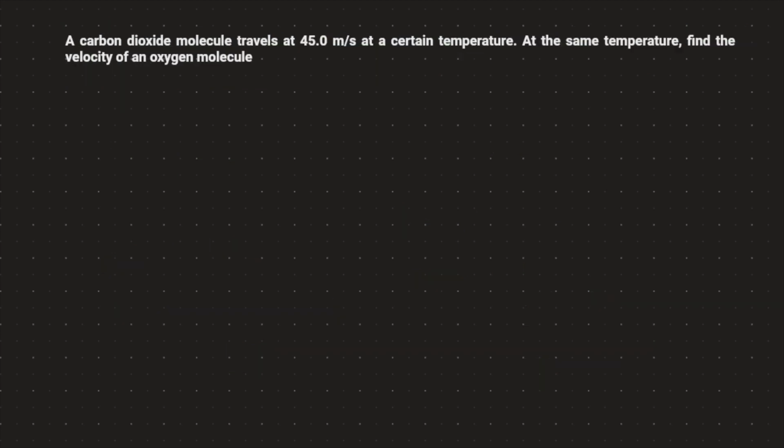So this is the final answer for the second question. Let's move on to question number 3. Carbon dioxide molecules travel at 45.0 meters per second at a certain temperature. At the same temperature, find the velocity of oxygen molecule. From the question, you were given the velocity of carbon dioxide and you were asked to find the velocity of oxygen molecule.